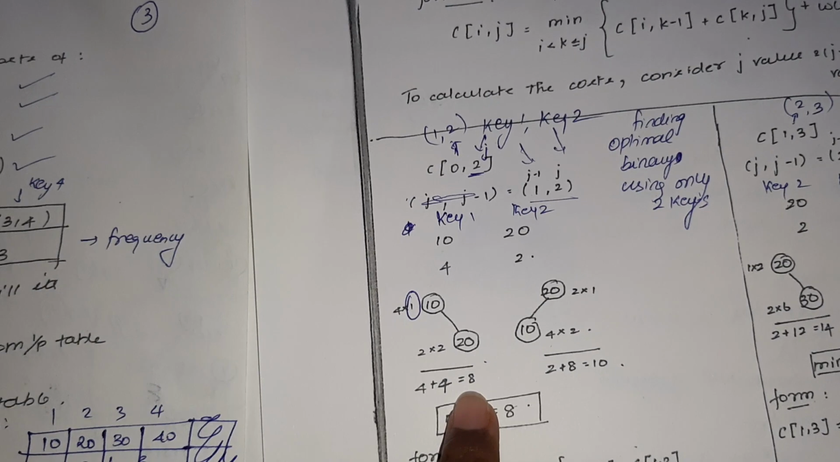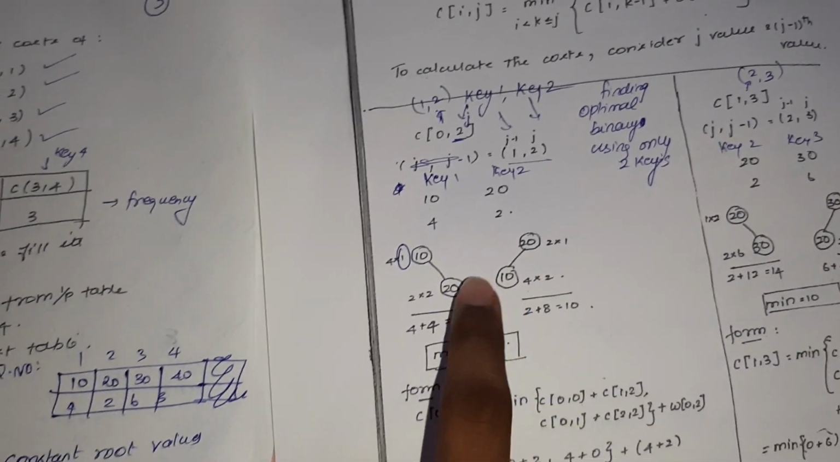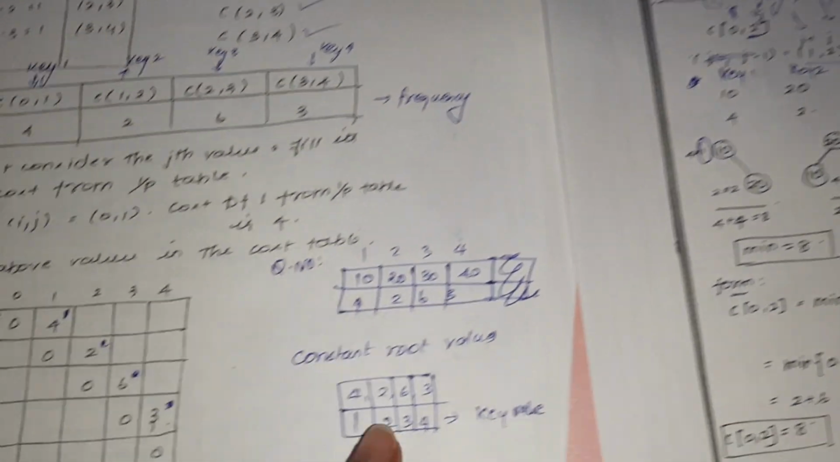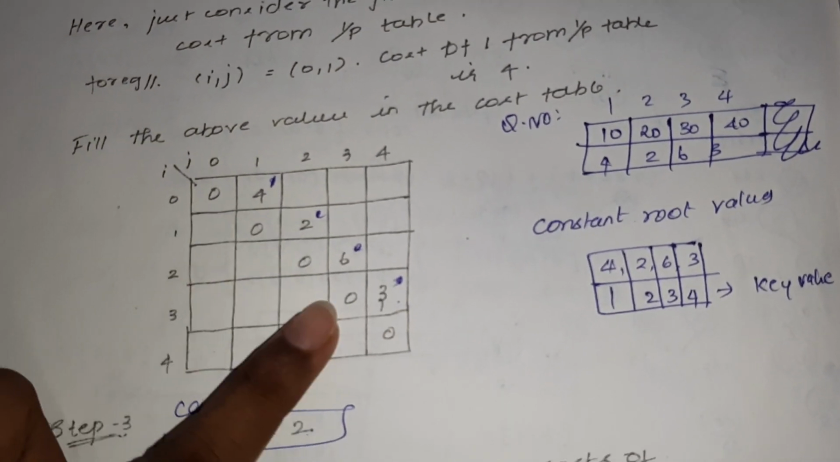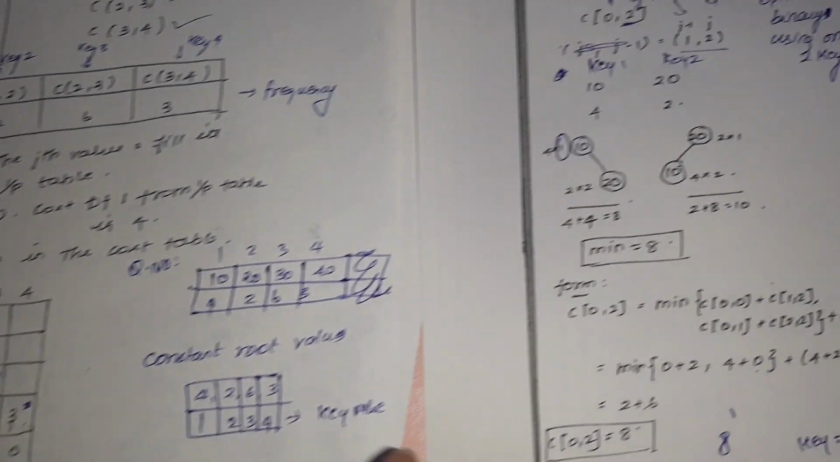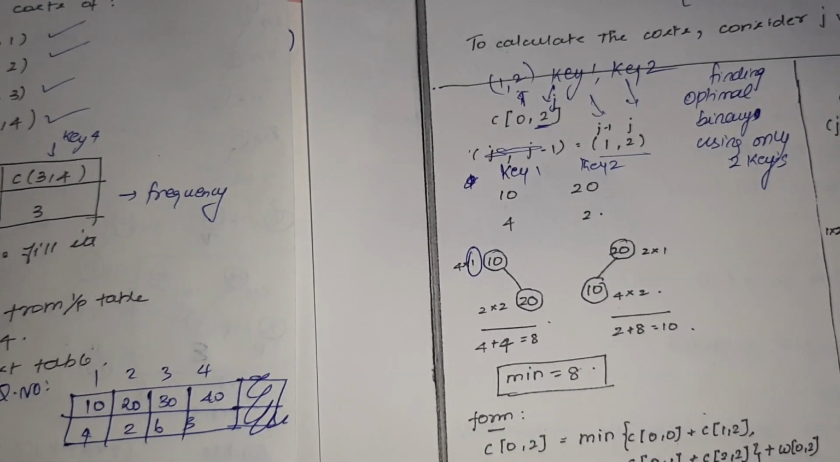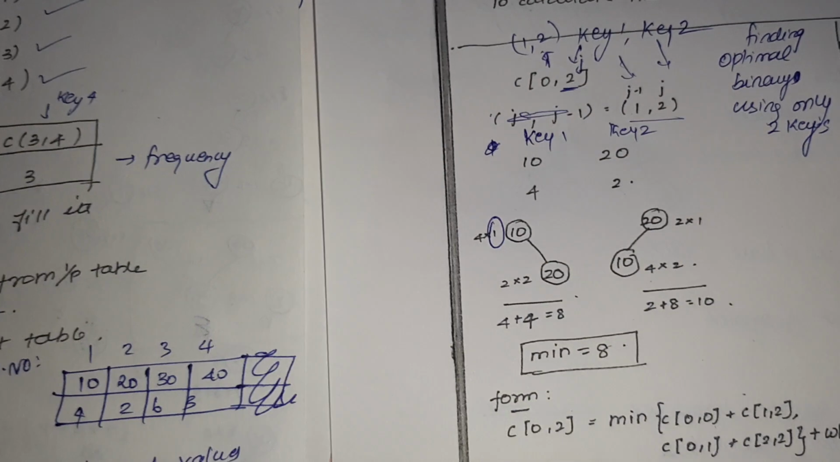8 will be the minimum. According to this one, 8 will be the minimum. Here, very important, how I said here we are getting this answer. Remember the key value like that. From where we are getting the 8, which key value is the root node, that should be your key value.